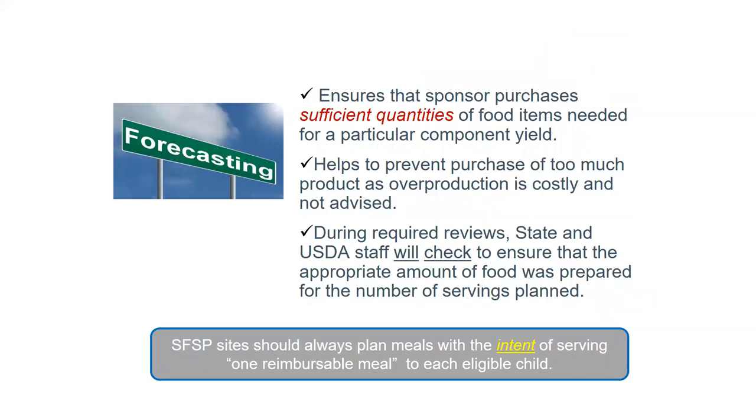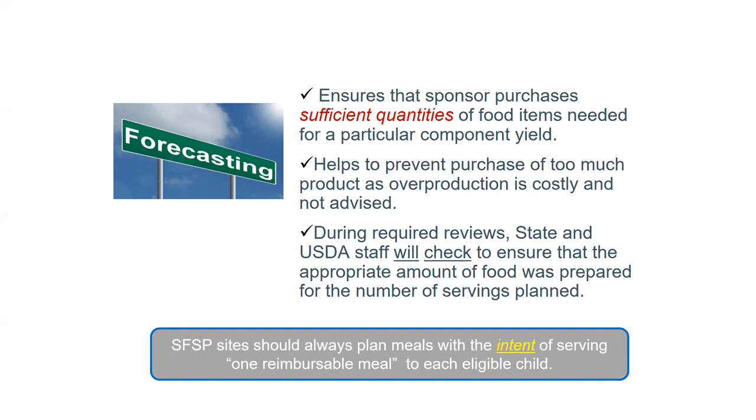Why do sponsors need to use the Food Buying Guide? Well, there are multiple reasons. Some of the most obvious reasons include that use of the Food Buying Guide ensures that sponsors purchase sufficient quantities of food items needed for a particular component yield. As a reminder, there are both component requirements, which are food groups that must be present at each meal, as well as portion requirements, which are minimum serving sizes in the SFSP meal pattern. Use of the Food Buying Guide helps to prevent the purchase of too much product, which results in waste and overproduction, which is never advised.